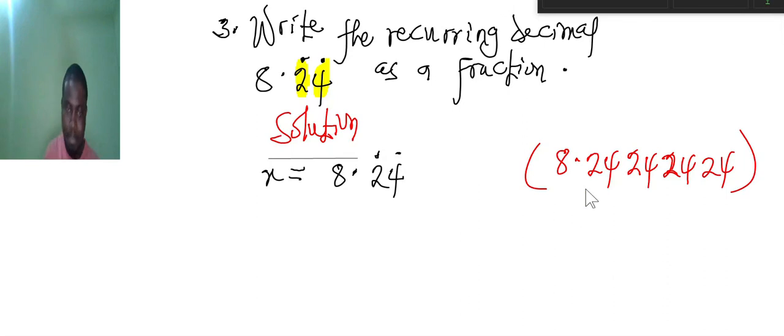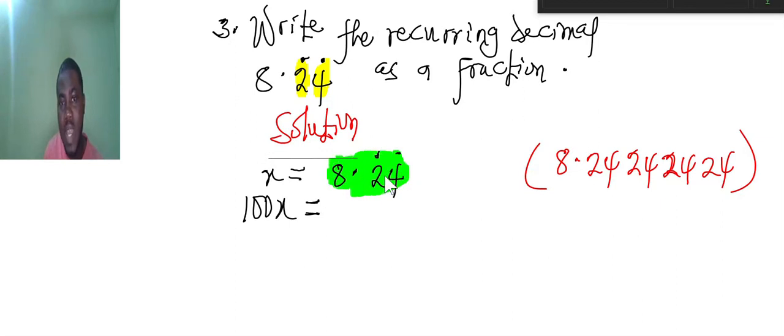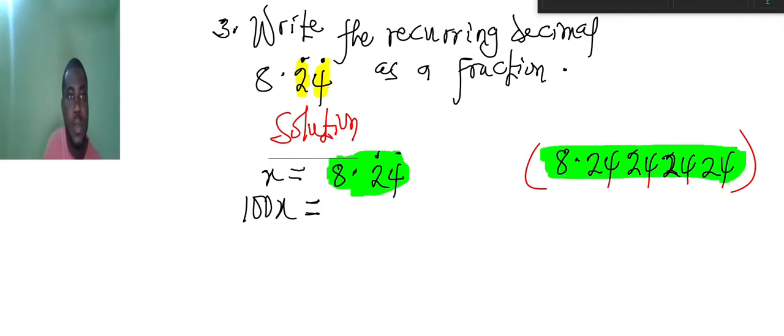Okay. So we multiply by 100 on both sides. Since we have 2 recurring digits, we have 100x equal to, now this one times 100. So how do we multiply this one by 100? I will actually use the full length, which is this. So it is the full length here that will be multiplied by 100 for simplicity. So let's multiply that full length by 100. Let's see what we have.